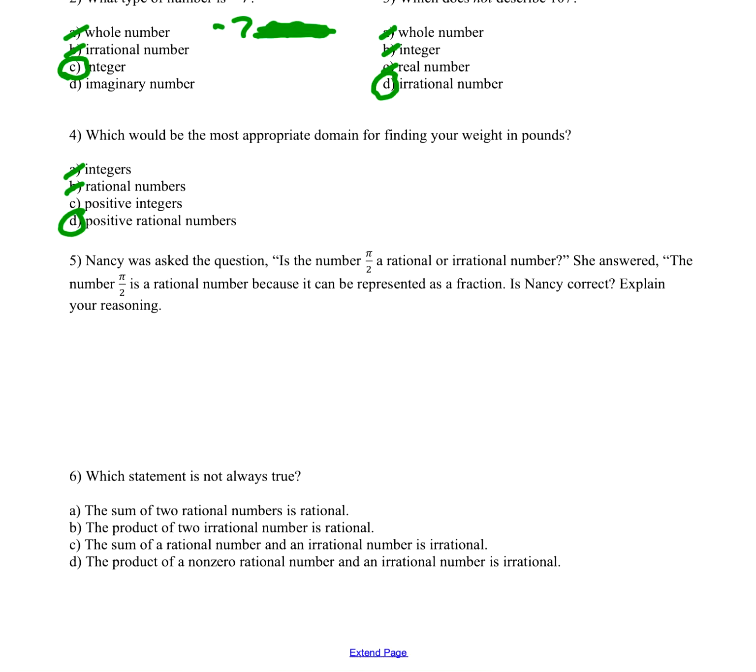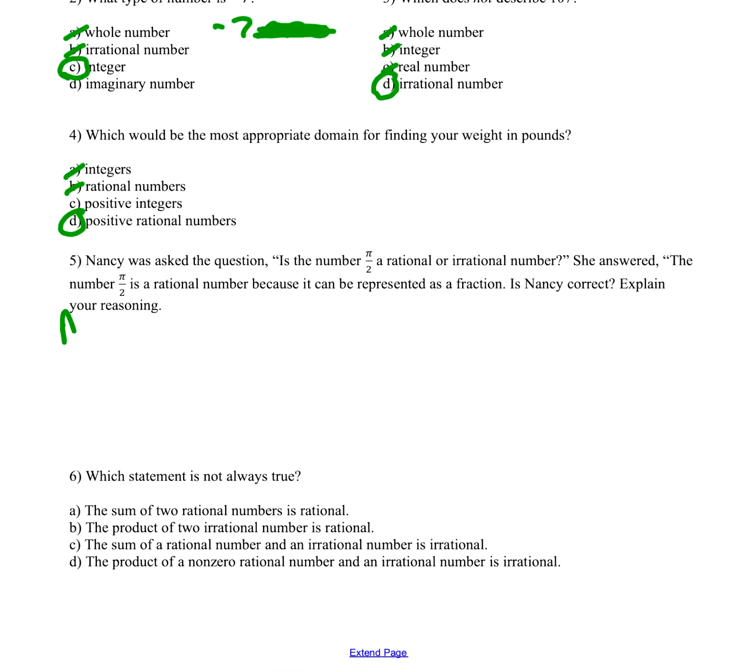Number 5, Nancy was asked the question, is the number pi over 2 a rational or irrational number? She says it's a rational number because it can be represented as a fraction. Nancy's not being specific enough. Remember, it has to be a fraction A over B, where A and B are integers. That is not the case here.